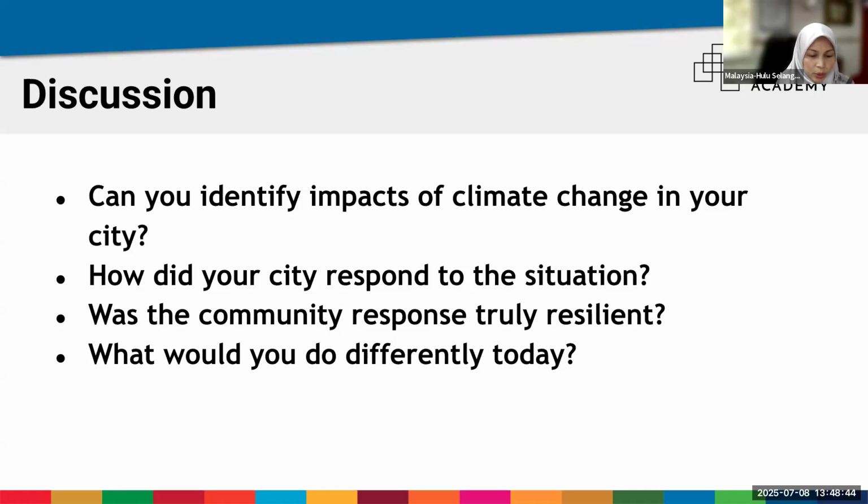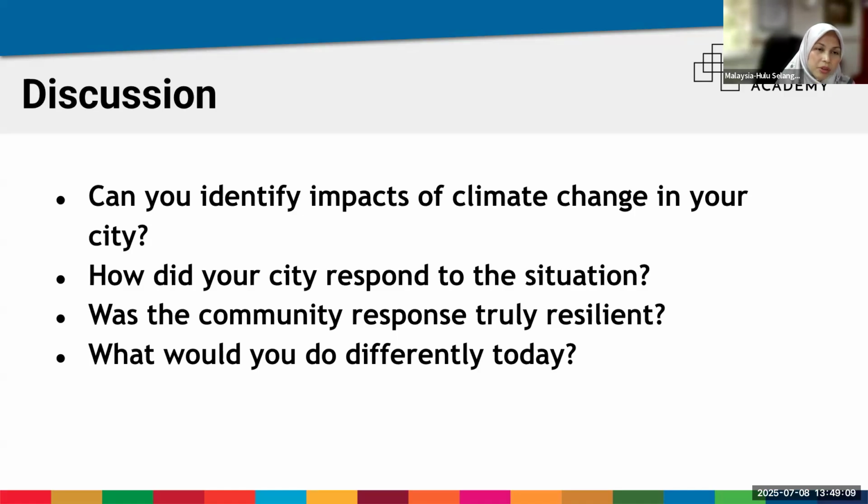And what would we do differently today as a local authority, as a municipal council? First and foremost, we now implement stricter planning control, especially regarding new development. We enforce that for any development near hilly or slope areas, we no longer accept surrendered land from the developer, especially on high risk slopes.